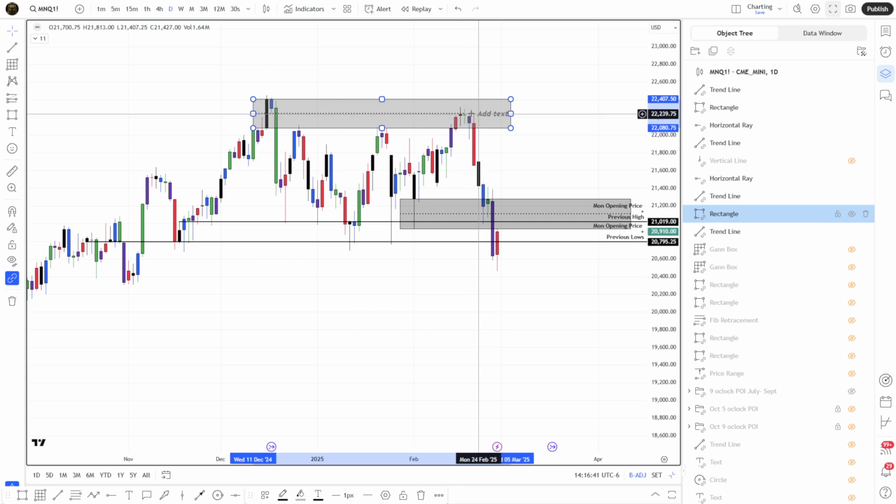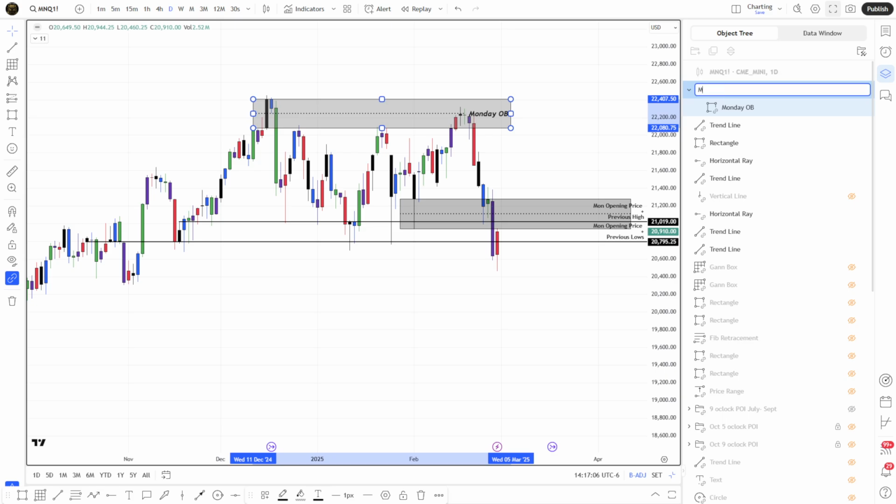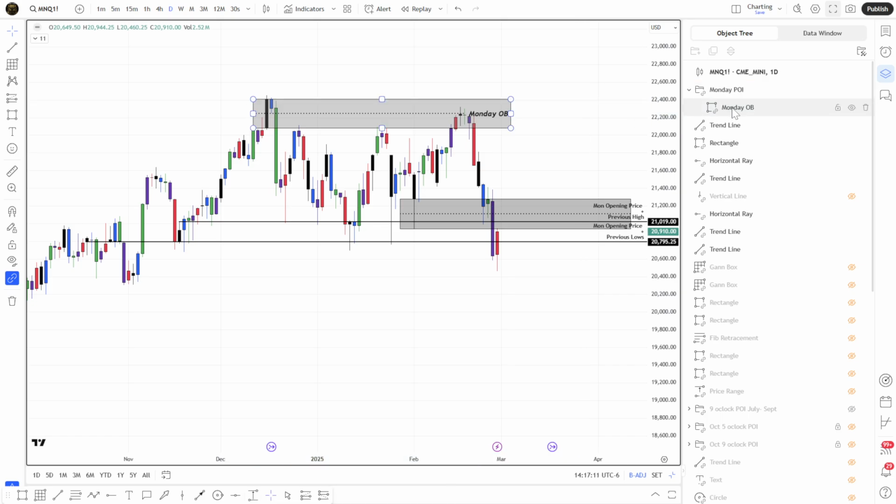We have the order block extended out over here, Monday order block. We find that in the object tree. Let's go ahead and put that in here. Boom. Okay, we're going to move this up. We're going to create a group. This group is going to be called Monday Points of Interest, in which this order block is going to fall under.